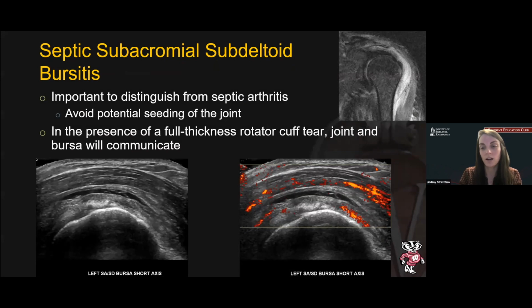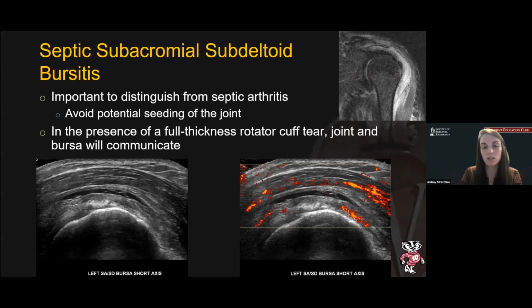So this was a case of subacromial subdeltoid septic bursitis. And it's important, although it can be challenging, to distinguish from septic arthritis. The reason is that depending on your approach, you could traverse through the bursa to get to the joint. It's also important to note if you have a patient that has a full thickness rotator cuff tear, just like our case before, the joint and the bursa will communicate. So you have to assume if one is infected, then the other potentially will be as well.